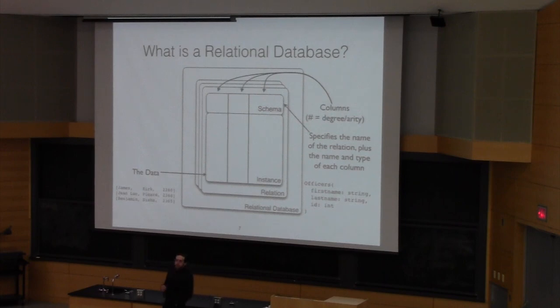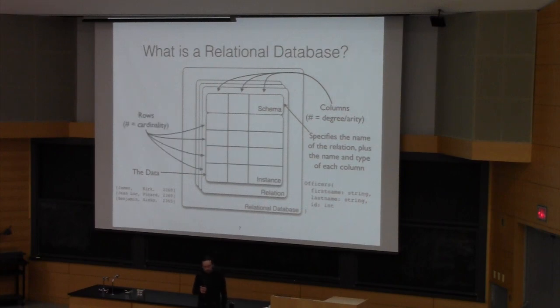Well, table and relation are essentially the same thing. Every relation is broken up into a set of rows and a set of columns, and the number of columns we sometimes refer to as either the degree or the arity of the relation. And the schema specifies a name for each of these columns. The relation also contains a variable number of rows, and the number of rows we sometimes refer to as the cardinality of the relation. And this is basically where the actual data lives.